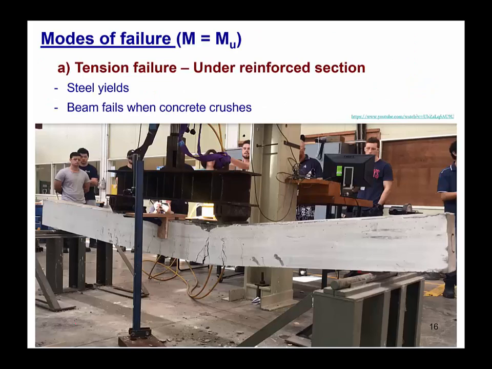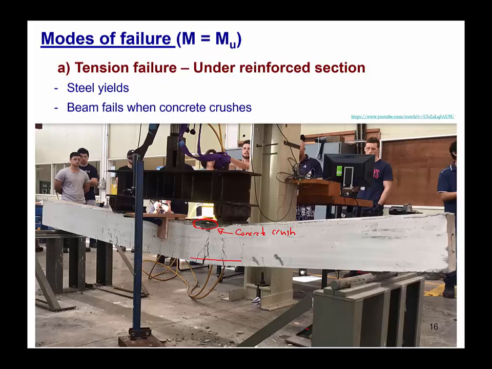And as I mentioned before, the tension failure is a ductile failure and a desirable kind of failure, because the steel yields in this one and the beam fails, the beam crushes second. As you can see in this figure, this is a typical tension failure. As we keep on loading, the steel here, on the tension side, started yielding, and finally the concrete crushed here. Steel had already yielded, and then finally the concrete crushed.